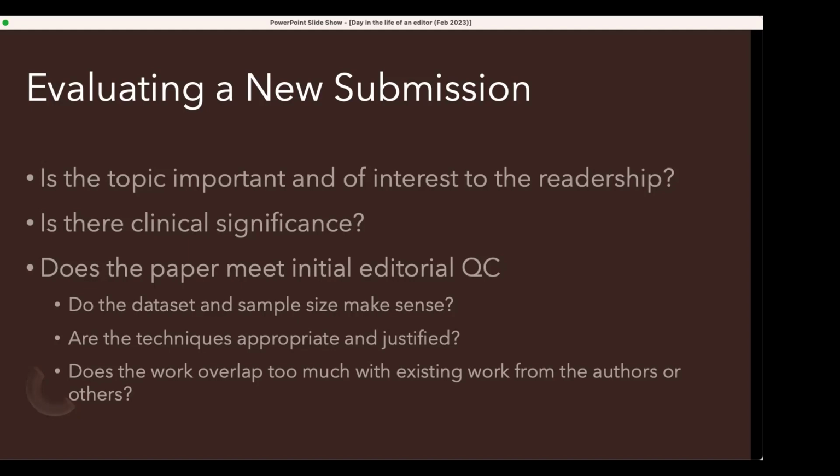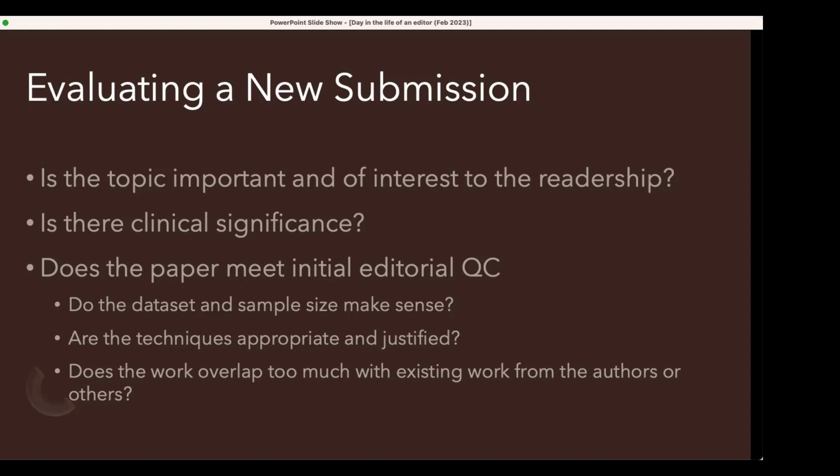Now, oftentimes you think, well, there are a lot of journals out there in the space of AI, of data science, of even imaging informatics. So how do we differentiate ourselves? Well, a lot of times, given our audience and given our affiliation with RSNA, we like to make sure that there is a clinical significance, that there is a clinical application that comes out of the work that's being done. And then, does the paper meet initial editorial QC?